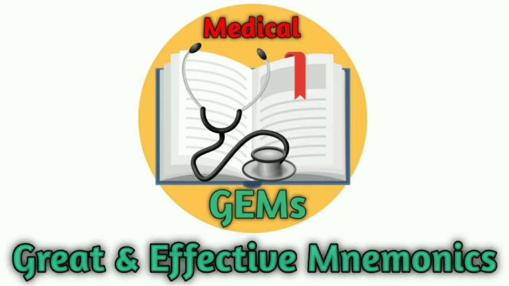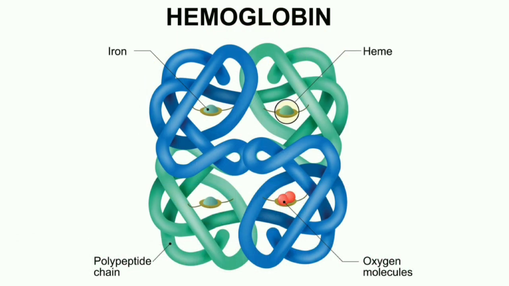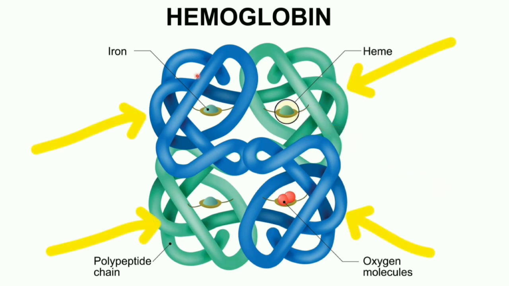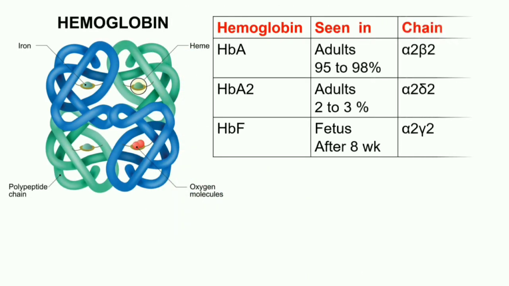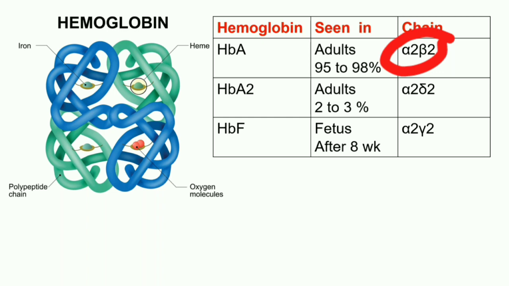However, to remember them, we need to understand the basic structure of hemoglobin. Hemoglobin contains a heme moiety and two pairs of globin chains. Iron is attached to the globin chains. Adult hemoglobin, also called HbA, contains two alpha and two beta chains. HbA is 95 to 99% of adult hemoglobin.